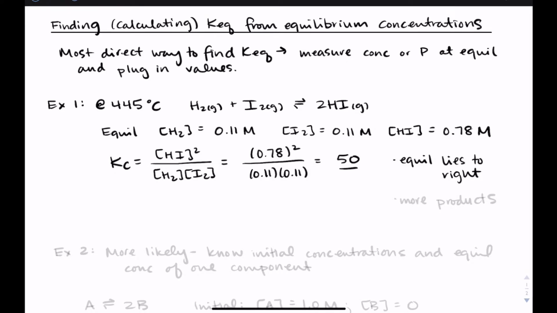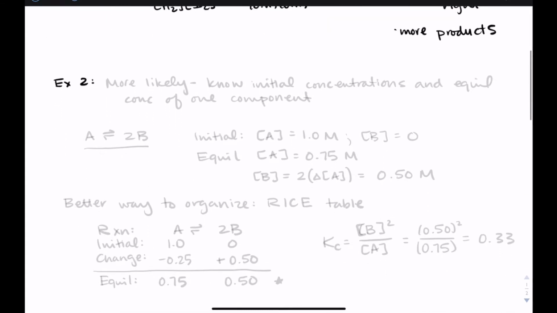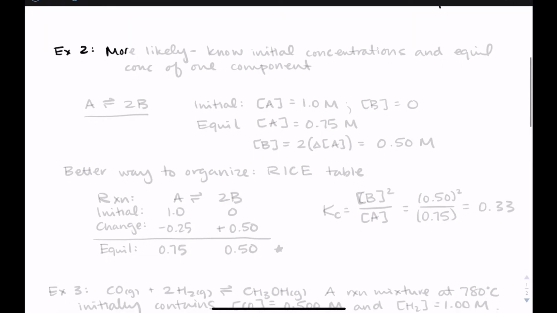This gives a value of 50. So the equilibrium constant for this reaction at this temperature is 50. The equilibrium lies to the right. This means, right, this reaction, when it gets to equilibrium, has more product than reactant.